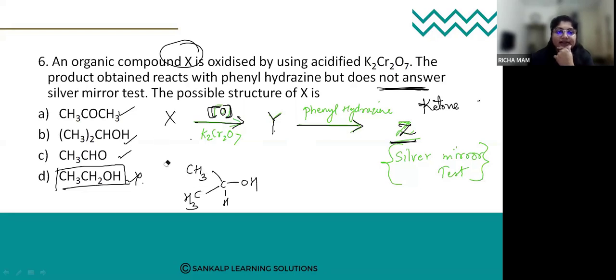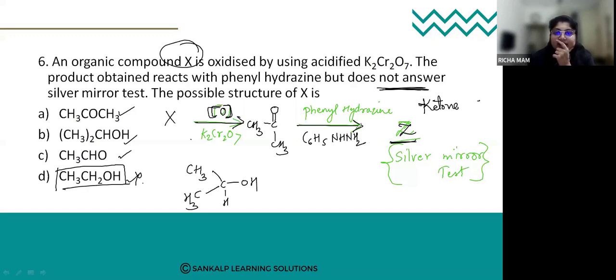If I take this secondary alcohol and do oxidation, what should be the Y? Your Y should be CH3 C double bond O CH3. So Y is propanone. Now this, when it reacts with phenylhydrazine, that is C6H5 NH NH2, it is not giving you the silver mirror test. Silver mirror is not formed.